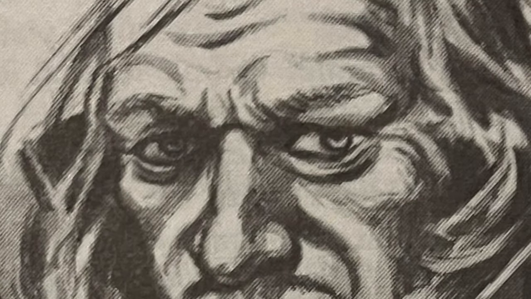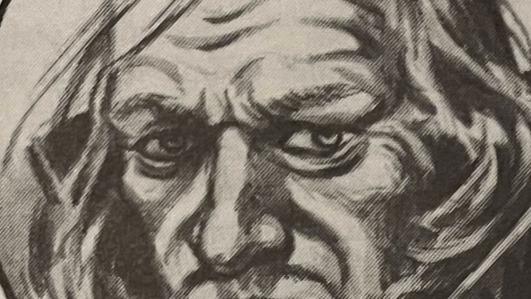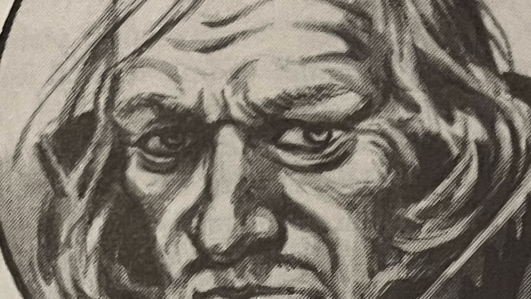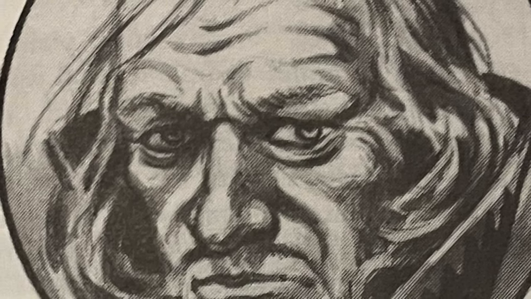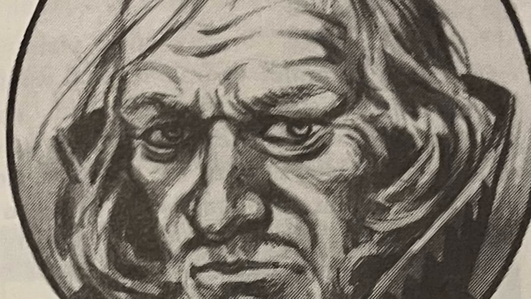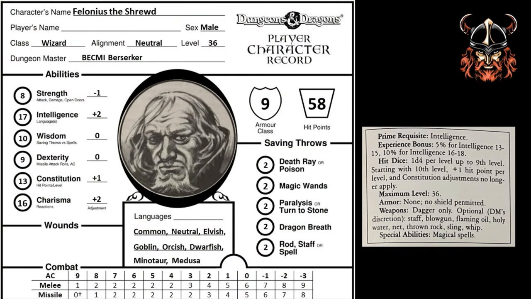So as the years pass, Felonius sees to the development of many an aspiring magic user, and although his small domain is a dangerous place to venture into, he's been no trouble to anyone outside of it. In fact, he's often come to the aid of the local duke to help put down numerous incursions from within this plane and without. So now Felonius the Shrewd is 36th level.